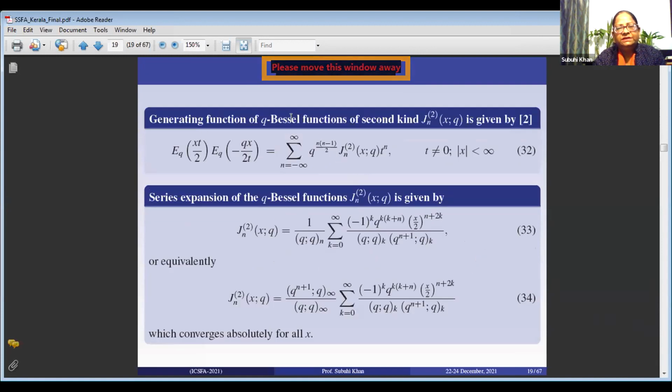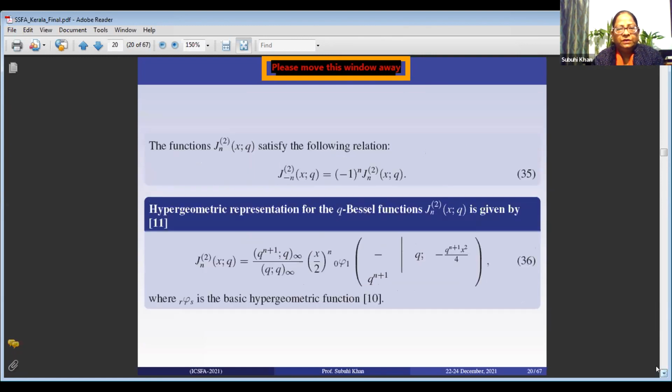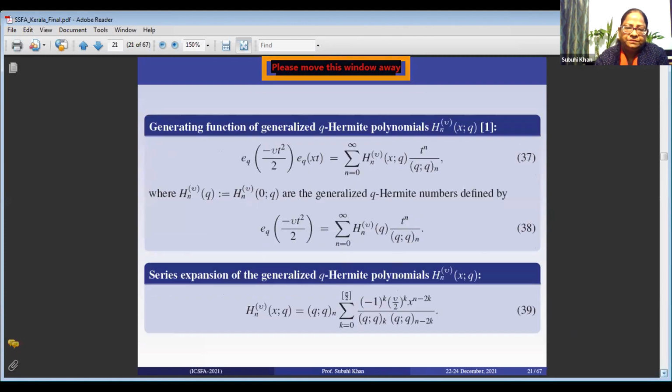Now, for the generating function, we have taken another Bessel function. This we called the second kind, and we have denoted it with this 2 here, and this is defined by the two exponentials with capital E. And now we have this series expansion for this Q Bessel function, and also this relation, and this is the hypergeometric representation for the Q Bessel function of the second kind.